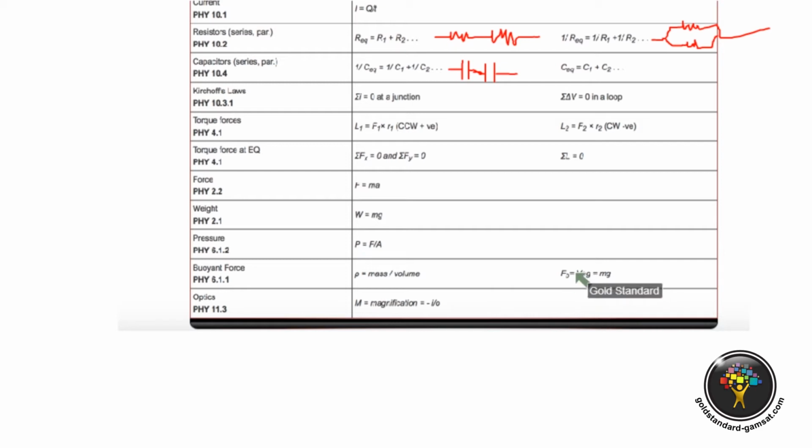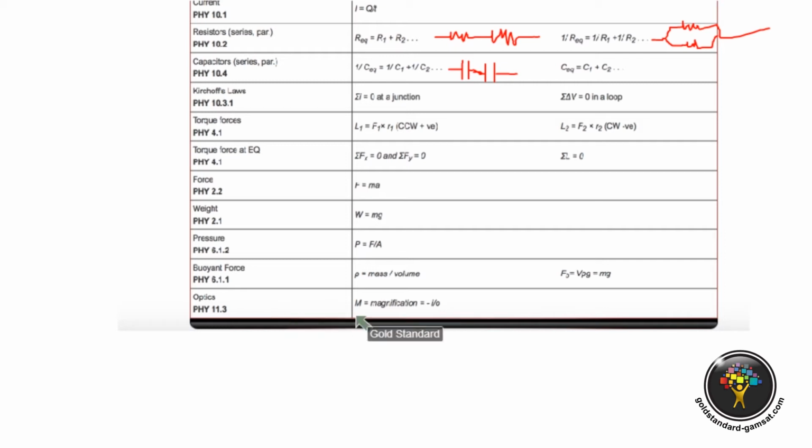Now, the buoyant force is given by the volume, that's V, times rho, which is the Greek letter rho, not a P, which stands for density, which is mass per volume, times G, which is gravity, and that's equal to the weight. So that's the buoyant force.